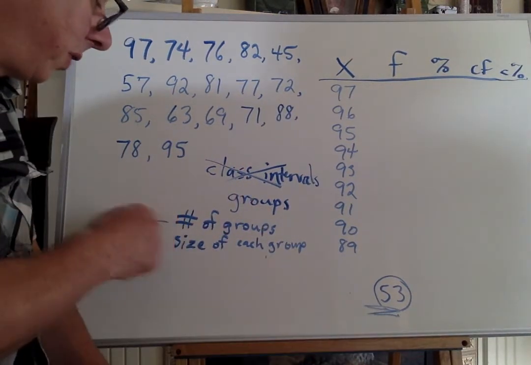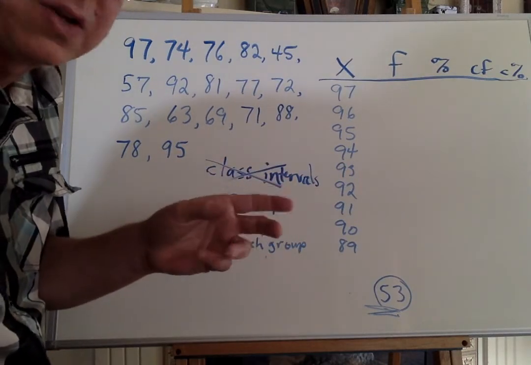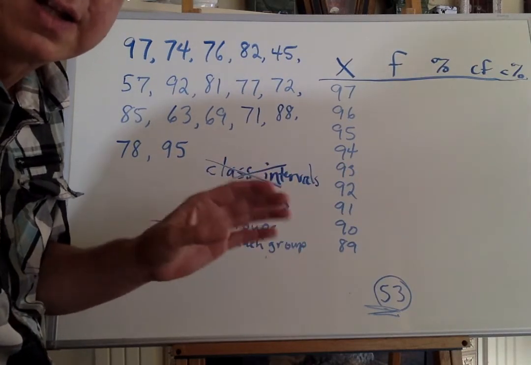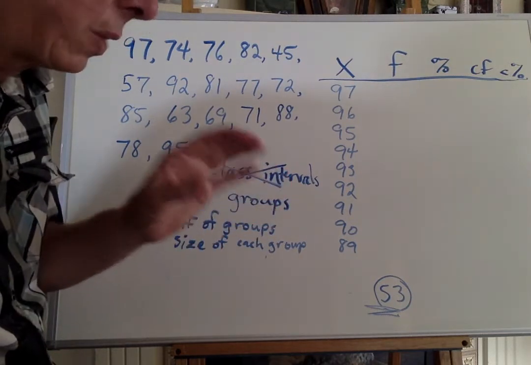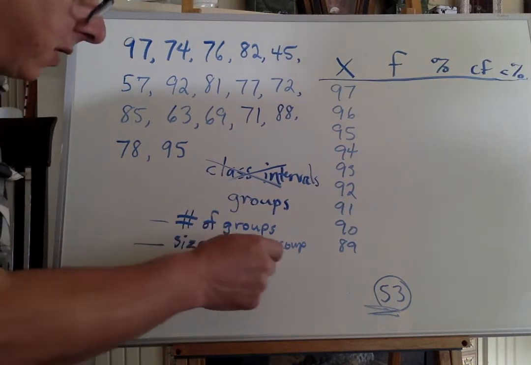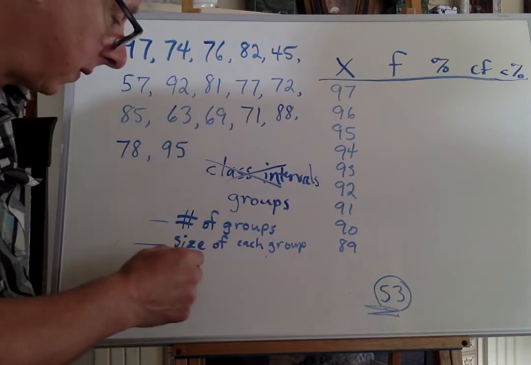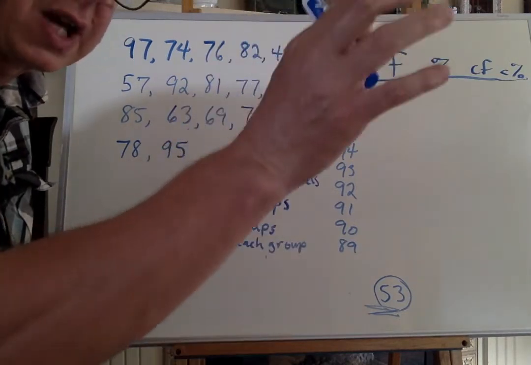How many groups should you have? Well, somewhere between 4 and let's say 12 or 15. I think that's a good target. We want to make sure that the size of each of the groups is the same. Okay? So we want the same size. We want equal sized groups.